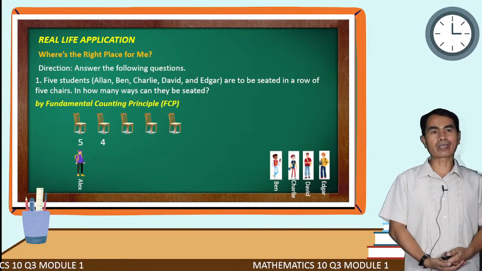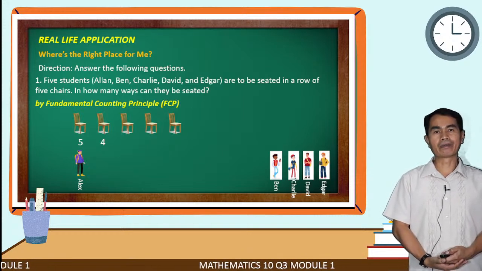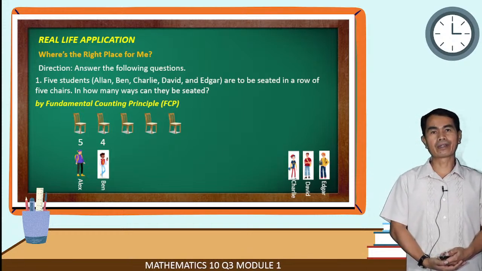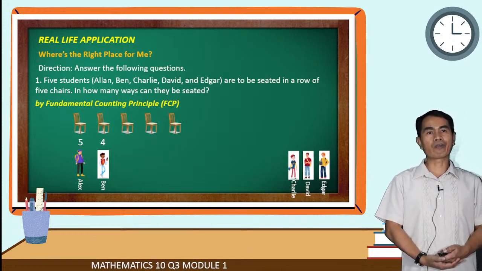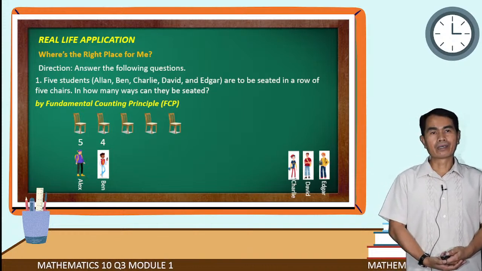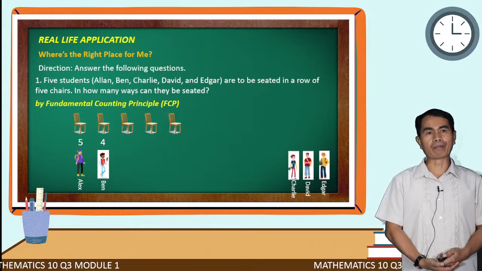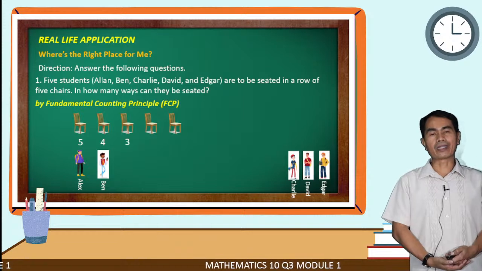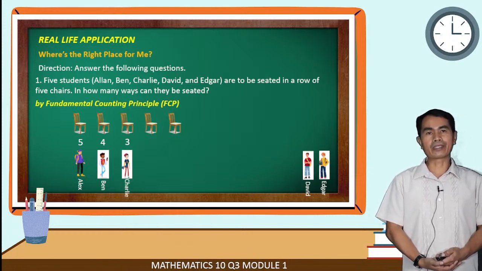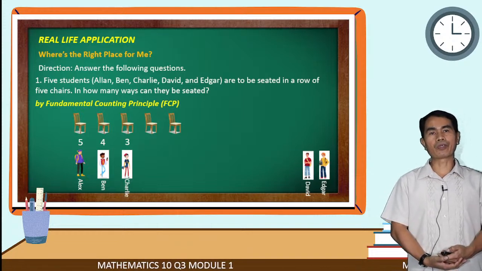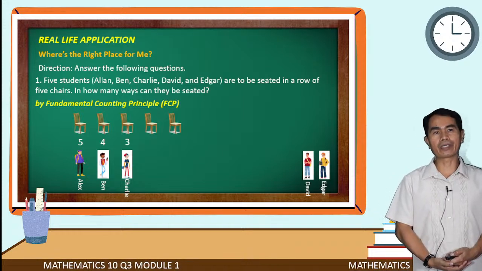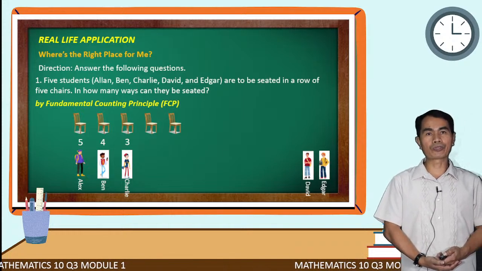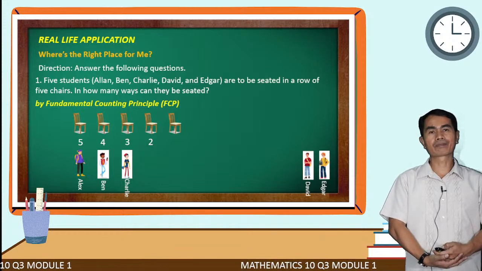Okay, assuming again Ben is seated on that particular chair. For the next chair, we only have 3 students to choose from. So we have 3 choices. Again, if Charlie is seated on that place, the next chair can be occupied by either David or Edgar. We have 2 options for the next chair.